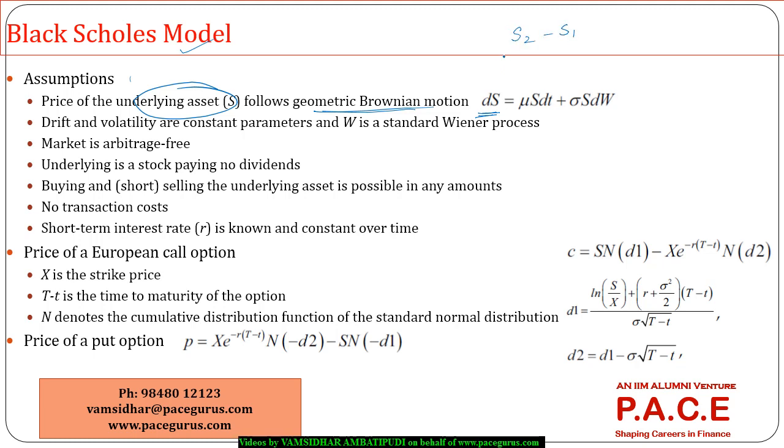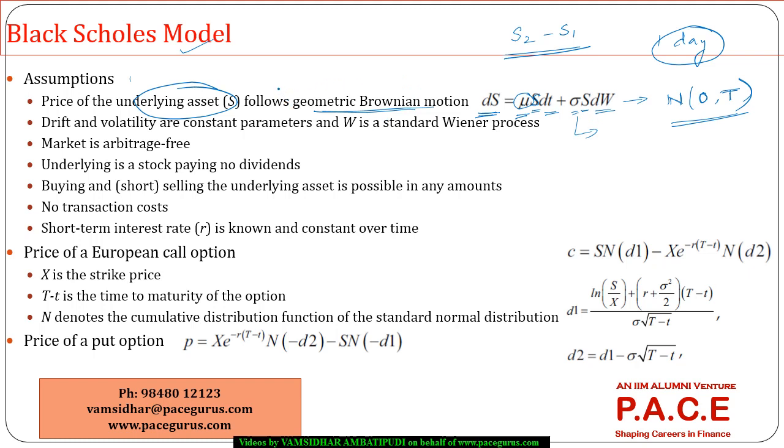S2 minus S1, the change in price is primarily modeled like this. Some mean times the original price times the change in time. So if I am talking about let's say 1 day, what is on an average the mean change in price per day multiplied by the original price multiplied by the time period, 1 day, plus sigma is the volatility, S again being the price, and W is a Wiener process. A Wiener process is nothing but the values follow a normal distribution with a mean 0 and a variance equal to T, which is the time period.